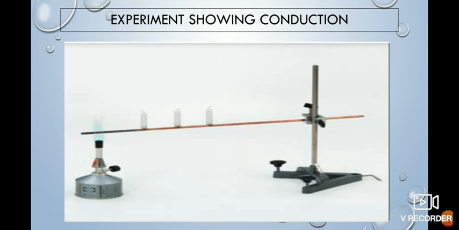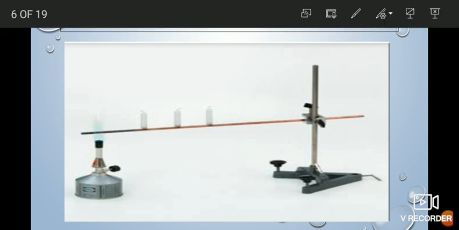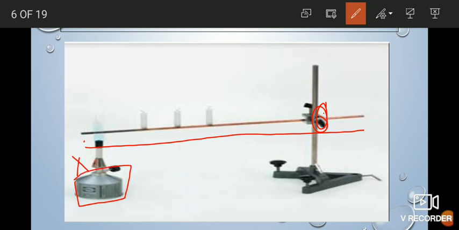Here is an experiment to understand conduction better. So what is the setup of the experiment? I have taken a copper rod. Can you see the copper rod? One end I have fixed to a stand. On the other end, I have placed a burner.